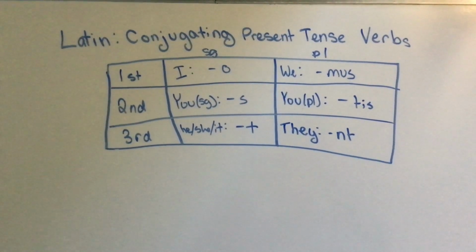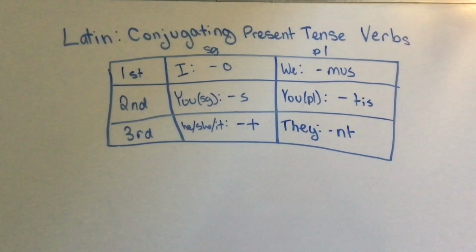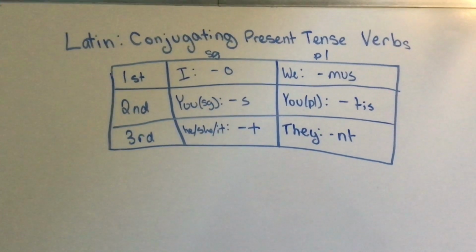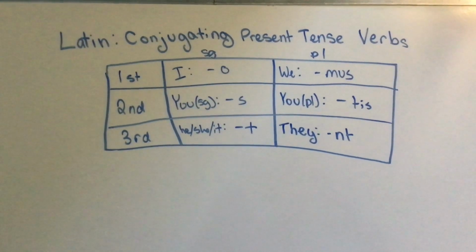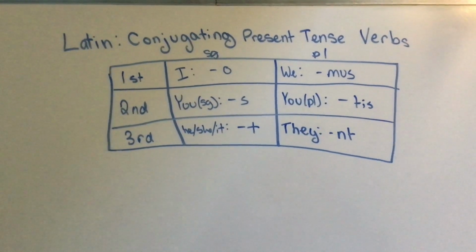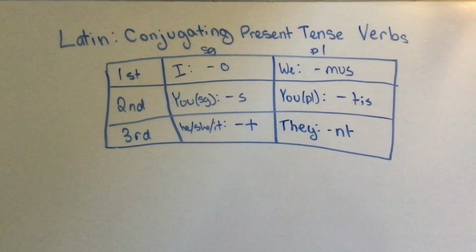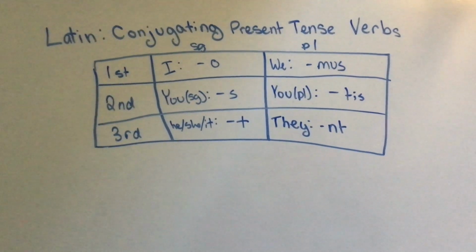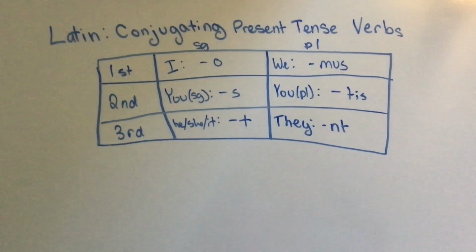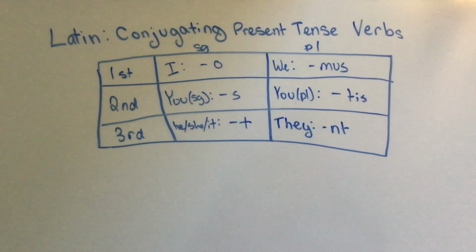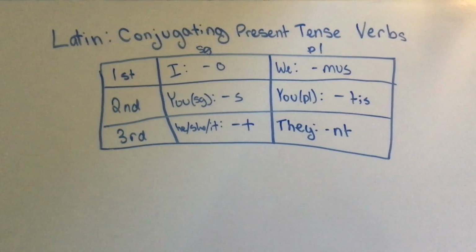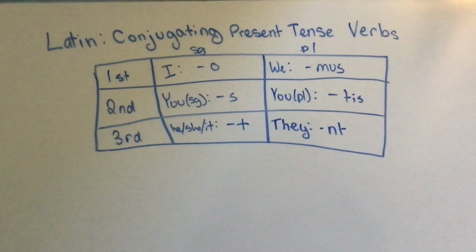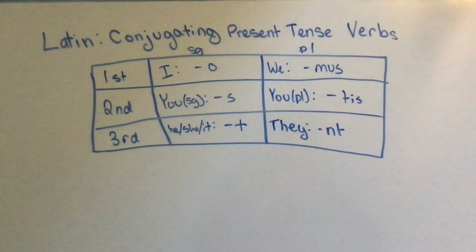singular and plural. In the boxes corresponding with the different persons, as well as singular or plural, the Latin translations/endings are there. So the Latin endings are o, s, t, mus, tis, nt. And their corresponding English translations are I, you, he, she, it, we, you, and they.